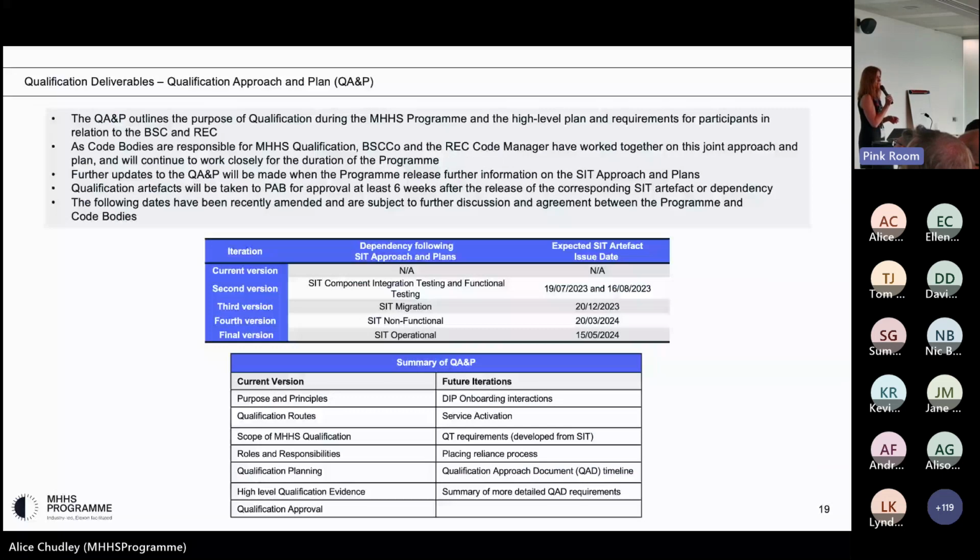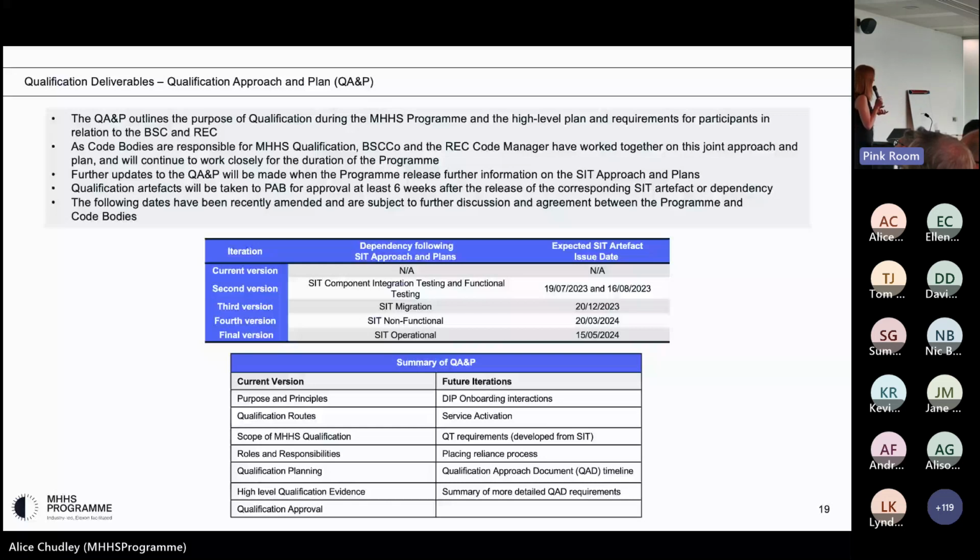So the qualification approach and plan, if you like, was the second in the 3-tier approach I just set out at the beginning. So we've got the code, the qualification approach and plan, and then the lower level document, which we will talk you through in a minute. The qualification approach and plan is really setting out the high level requirements and timescales and approach.